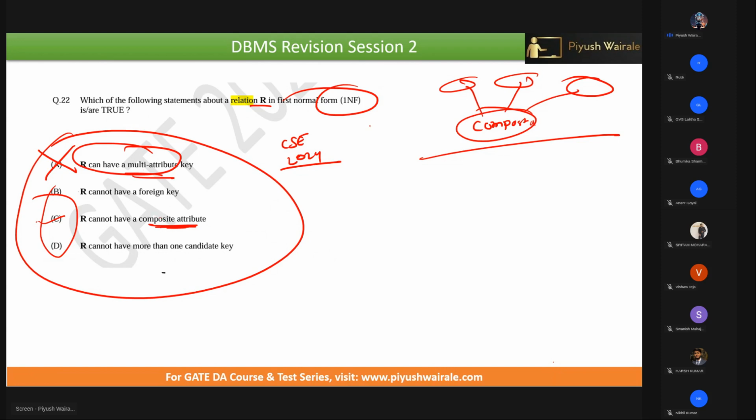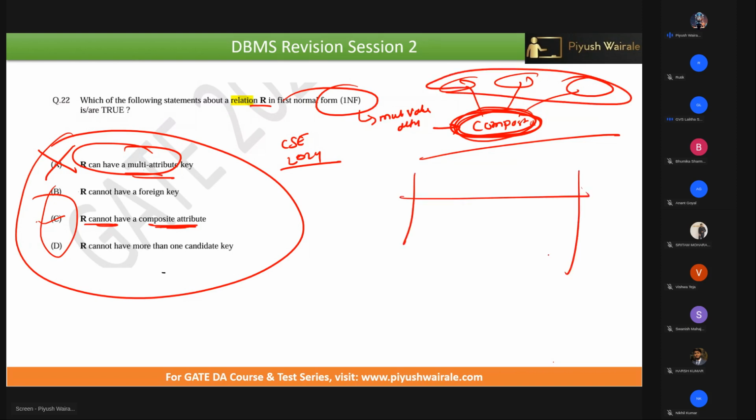Okay. One normal form deals with the multi-valued attribute only. Which of the following is true? Okay. R cannot have composite attribute. Maybe what they are saying is the composite one, the entire thing, right? Not the components here. Address, I think I mentioned, yes. Address, right? Yes, correct.